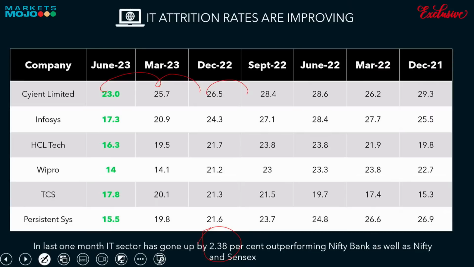For the very simple reason that employee cost is the highest, almost 50-55% of revenue for most of the IT companies. And when your main cost eases off, it helps you to expand margin or retain the margin. That's one of the reasons I believe IT companies have done reasonably well in the last one month.